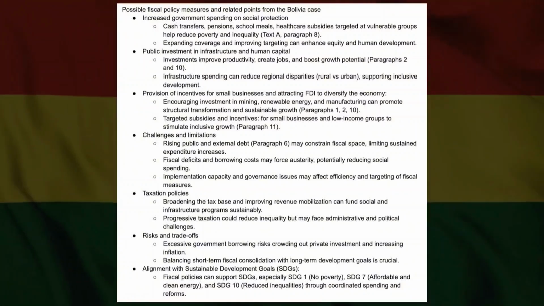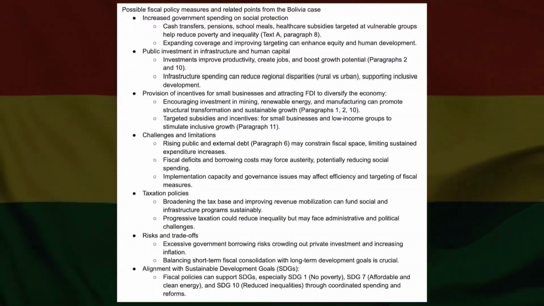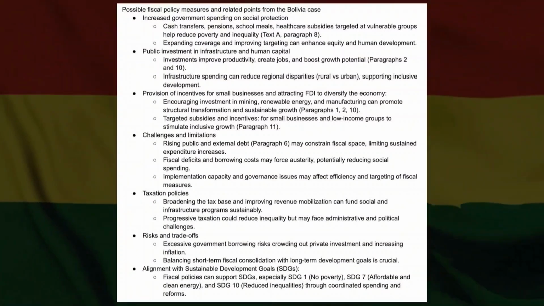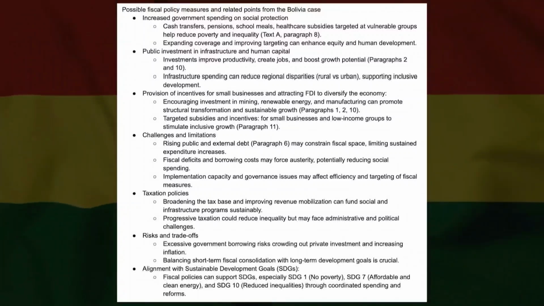Paragraph 6. This may constrain fiscal space, limiting sustained expenditure increases. Fiscal deficits and borrowing costs may force austerity, potentially reducing social spending. Implementation capacity and governance issues may affect efficiency and targeting of fiscal measures. Taxation policies, broadening the tax base and improving revenue mobilization can fund social and infrastructure programs sustainably.